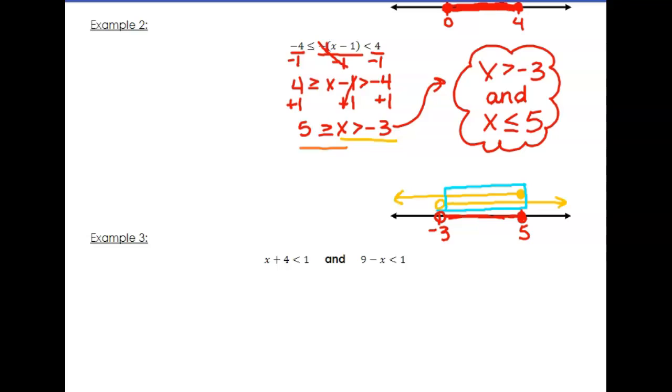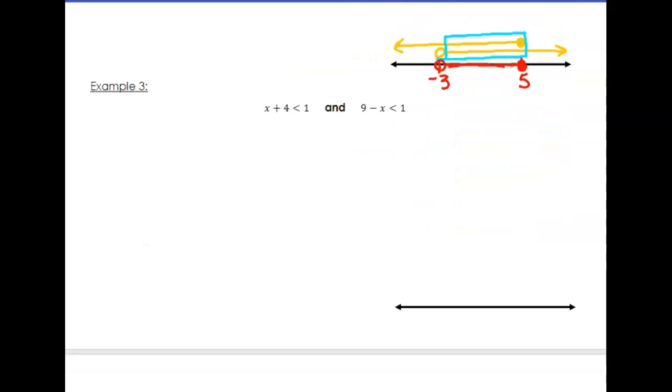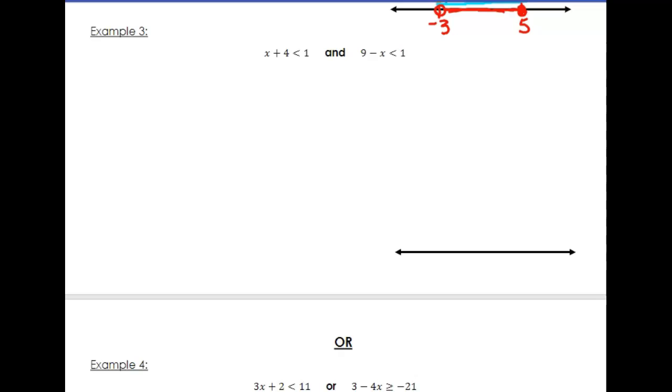So what I'd like for you to do is pause your video, think about it for a second, try example 3. So pause your video and try example 3. And then when you're ready, turn your video back on and see if you've got the answer right.